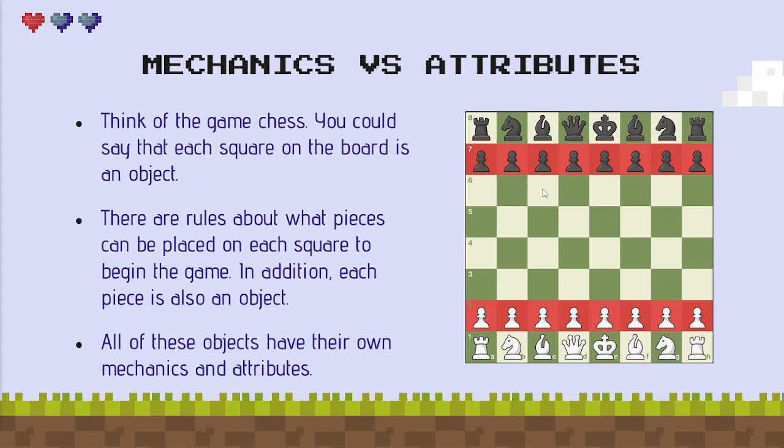Halimbawa, color. We can simply assign an attribute of color for this game object. Halimbawa, ito square na to, it's colored whether cream or white. Sabihin na natin cream or white, or pwedeng kulayan natin siya ng green. That's already an attribute. Okay? There are also rules about what pieces can be placed on each square to begin the game. So, in addition, each piece is also an object.